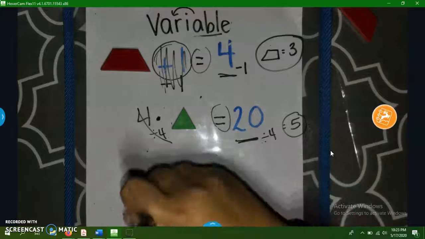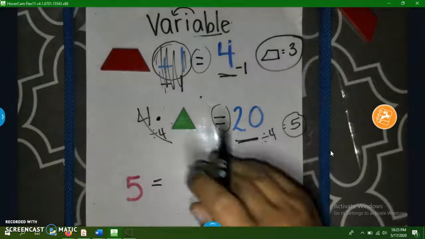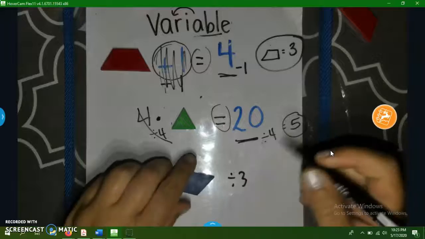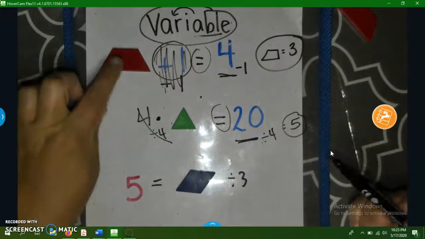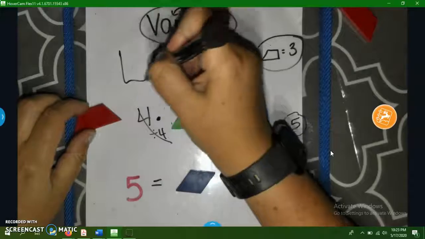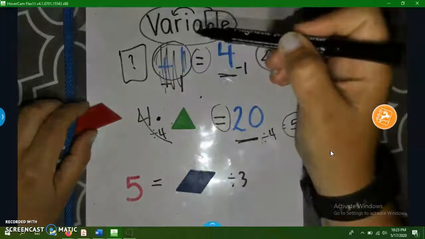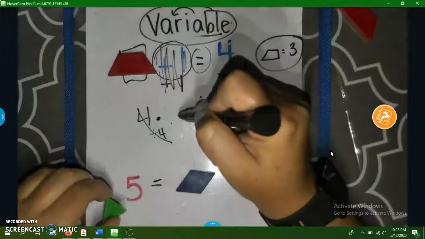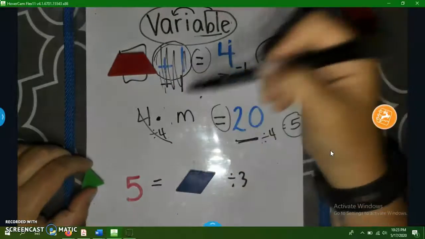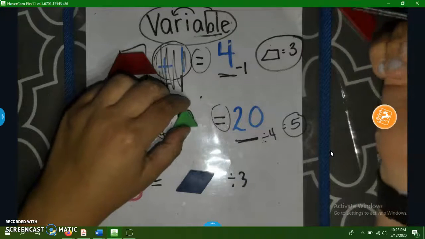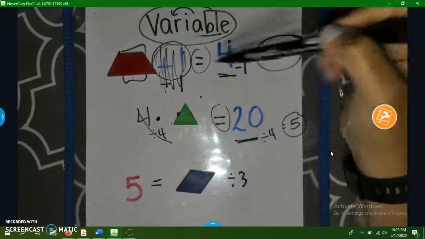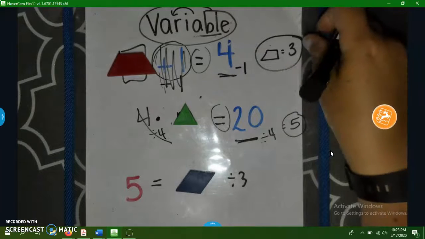So the goal today is to just have an understanding of what a variable is. So a variable is just an unknown number. It could be a symbol, it could be an open box, it could be a question mark, it could be a letter, but it's an unknown value. And then of course our other goal is that you can have a little bit of practice actually solving for what the variable is.